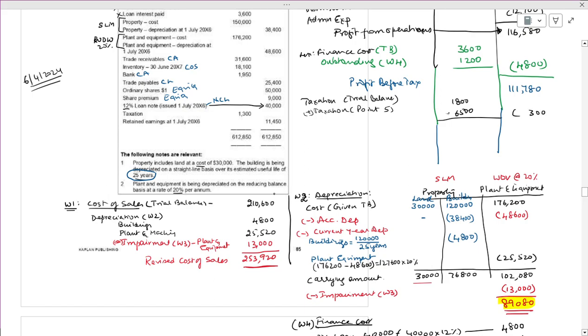1,300. How much is the taxation? 1,300. How much will you get? 7,800. What is the difference? 103,980. This is called profit for the year. Are you okay with this?